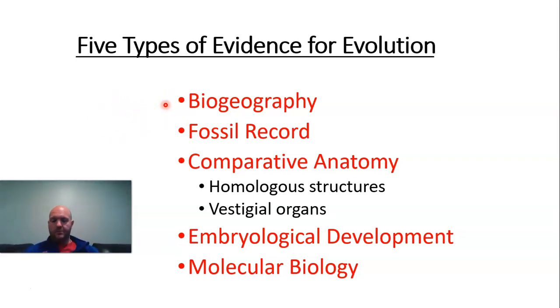If you have your notes out, it probably makes sense to copy those words written in red down, as they are the 5 evidences of evolution. You never had to say that word before. It's biogeography, then fossil record, comparative anatomy, which includes these 2 things, which are homologous structures and vestigial organs, embryological development, and that so fresh molecular biology. We'll start at the top with biogeography.